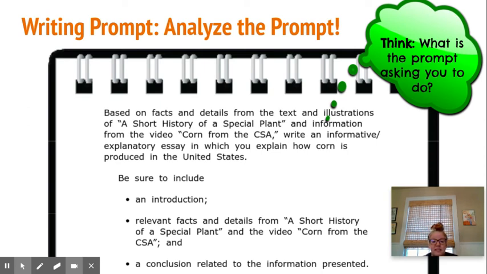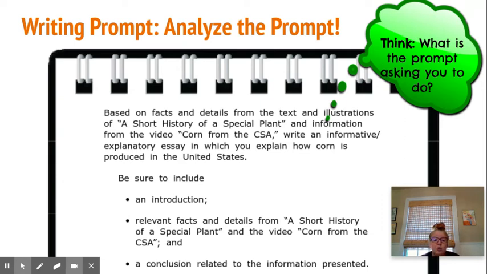Okay, based on facts and details from the text and illustrations of A Short History of a Special Plant, which is in our book, and we have looked at that. There it is. It starts on page 12. And information from the video, Corn from the CSA. Write an informative or explanatory essay in which you explain how corn is produced in the United States.